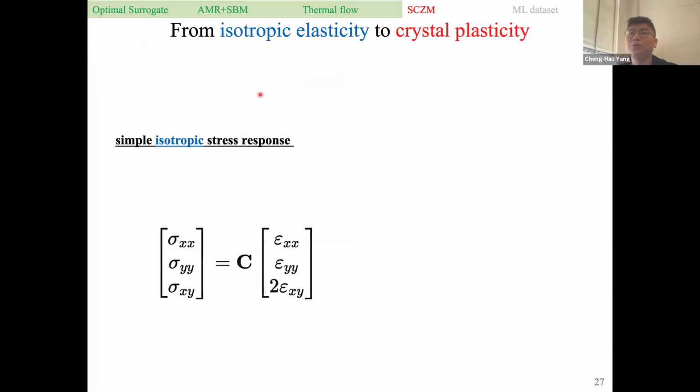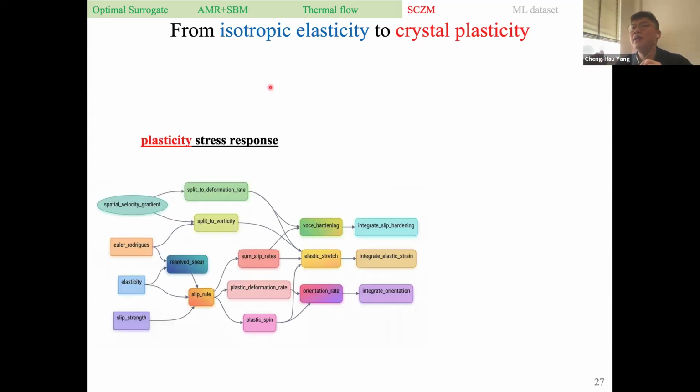And so we want to extend the simulation from isotropic elastic to crystal plasticity. For the isotropic case, the stress response is very straightforward and easy. We have the stress vector and the strain vector, so basically the strain vector just needs to be multiplied by the elastic stiffness matrix to become the stress. However, in plasticity, there are lots of internal variables. For example, there will be hardening, elastic strain, and orientation we need to calculate. And the relationship and the calculation between them is very complex.